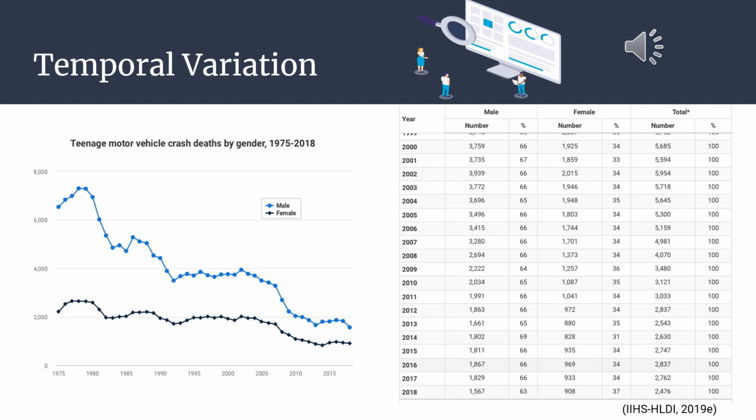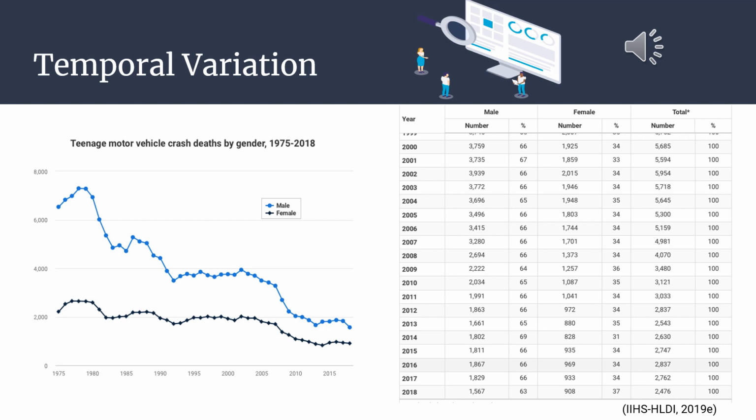So by looking at the data, it's clear that the numbers have decreased. In 2000, the total number of motor vehicle deaths among teenagers was 5,685, and in 2018, that number dropped down to 2,476. Now, this is important because it's showing that this intervention and prevention that is being put into this area is really helping reduce the numbers, but the numbers are still there.